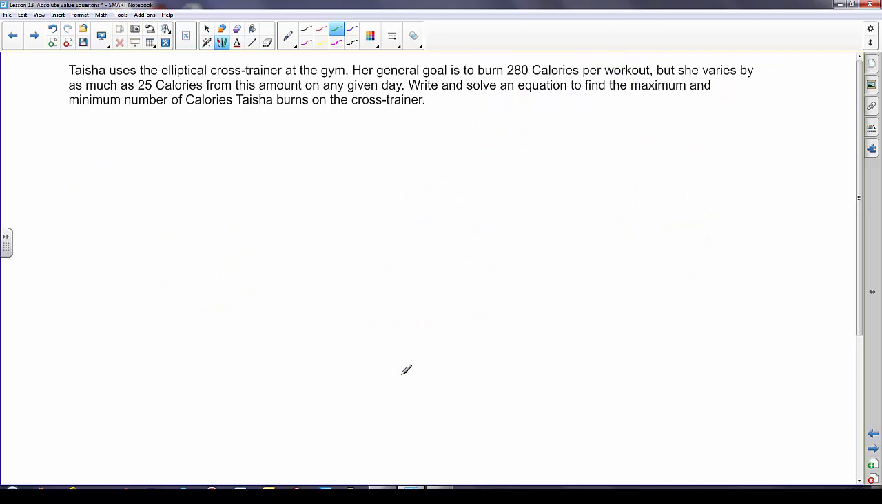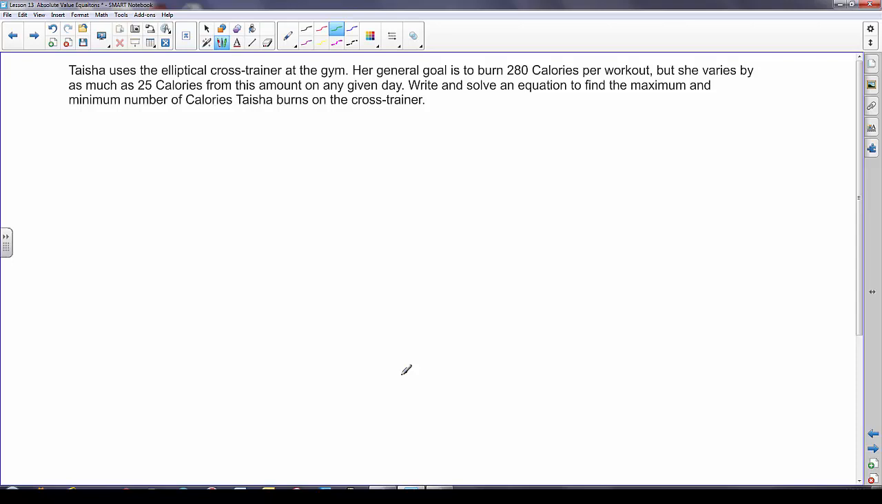Okay, let's read this and we'll go through and solve it after that. It says Taisha uses this elliptical cross trainer at the gym. Goal is to burn 280 calories, but she varies by as much as 25 calories on any given day. And you want to write an equation to find the maximum and minimum number of calories that she burns.